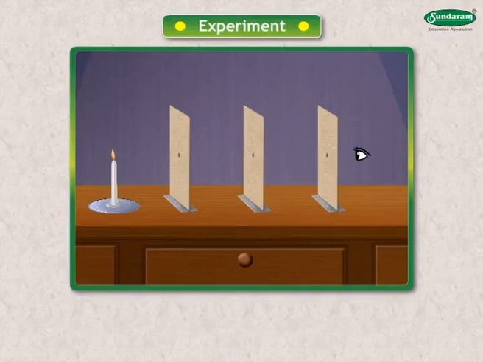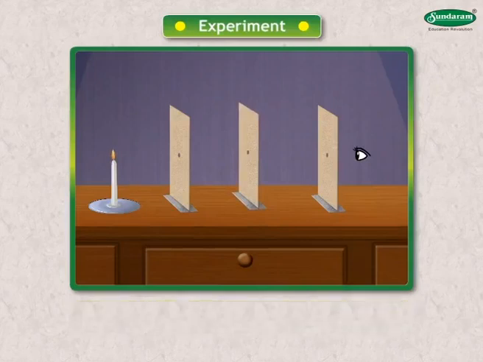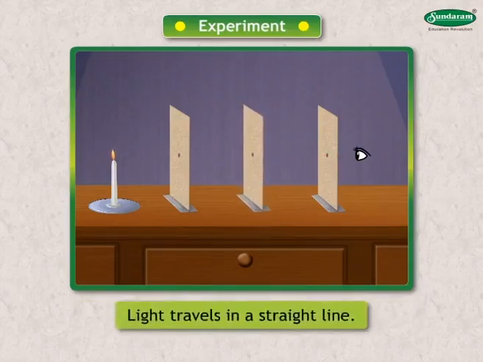Now move any one of these 3 cardboards slightly. Do you see the light now? You do not. It is because the 3 holes are not in a straight line anymore. This shows that light always travels in a straight line.